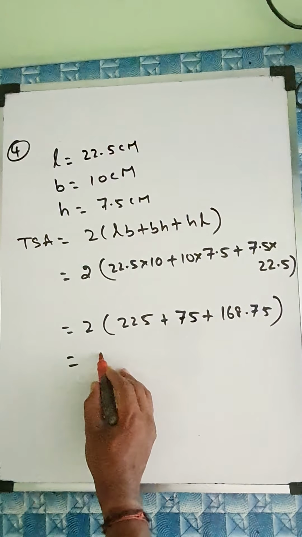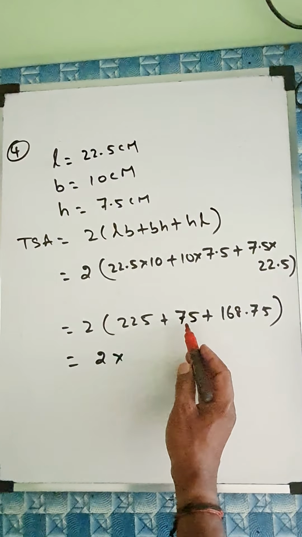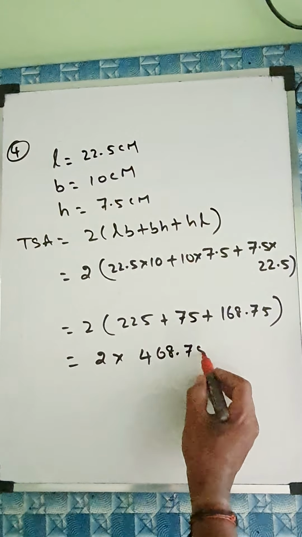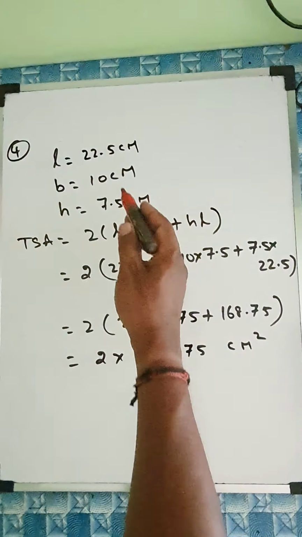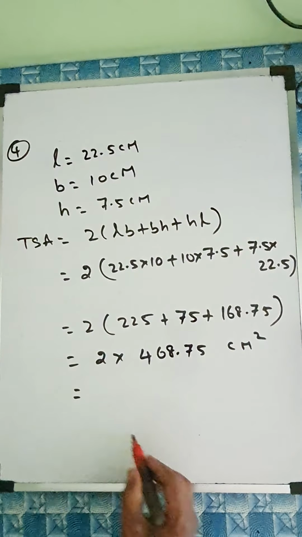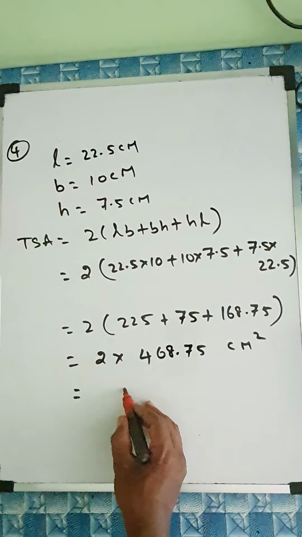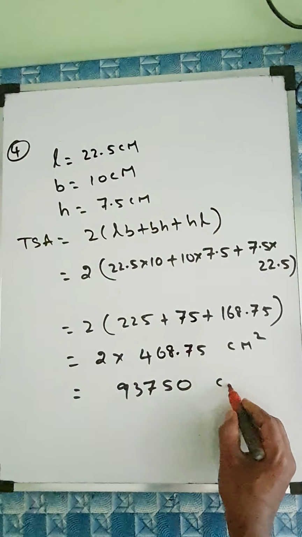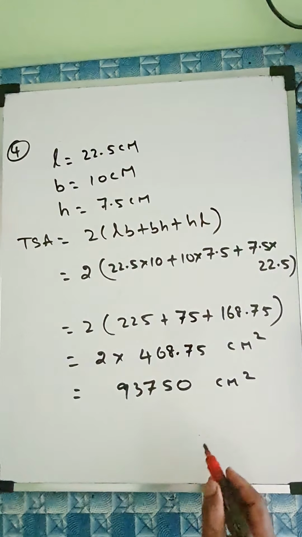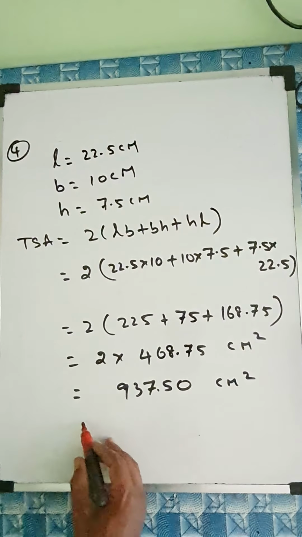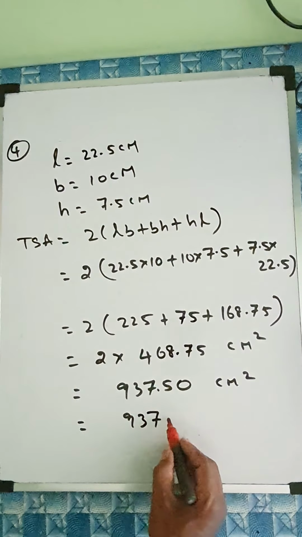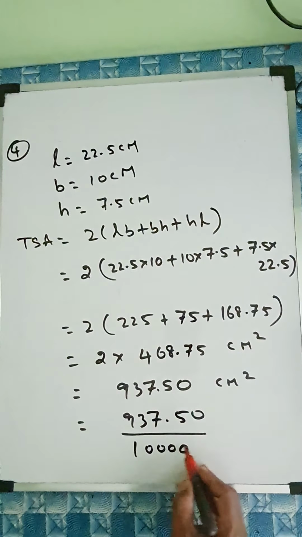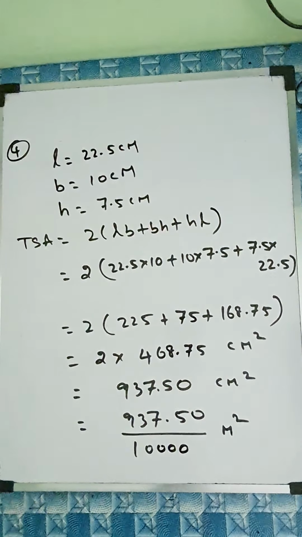Okay, so if you added this one, 225 plus 75 is 300, so 468.75. Okay, this is centimeter, so we're writing centimeter square. Okay, so if you multiply by 2, will be here how much? 937.50 centimeter square. So here centimeter square will change to meter square. Okay, so divide by 10,000.